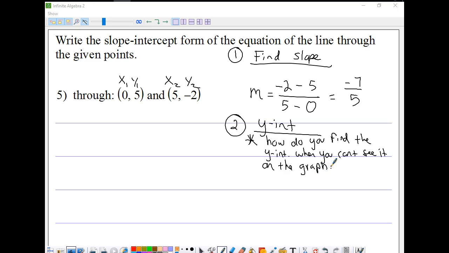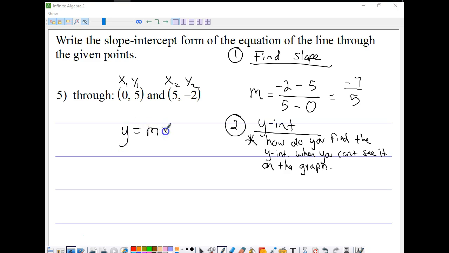So how do you find the y-intercept when you can't see it on the graph? That's the question. You substitute in everything, so it would be the y coordinate equals the slope times the x coordinate plus b. There you go. So she's right.